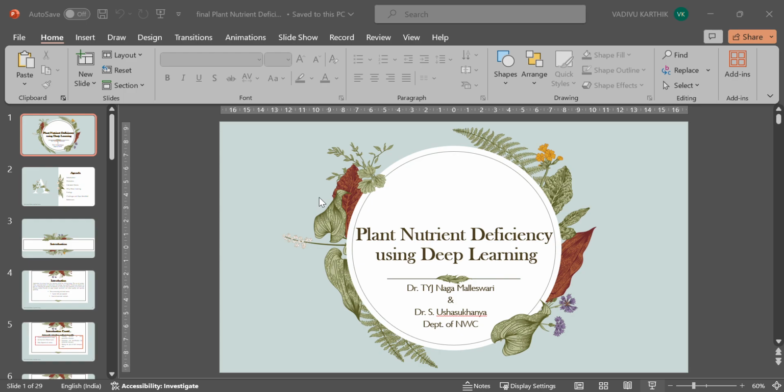Why we have taken this topic is, if we see the papers on biotic and abiotic stress, most of the papers concentrate on biotic stress. Only 4% of the papers are based on abiotic stress, especially nutrient deficiency. We have seen this in some papers, and based on the survey, we present this.